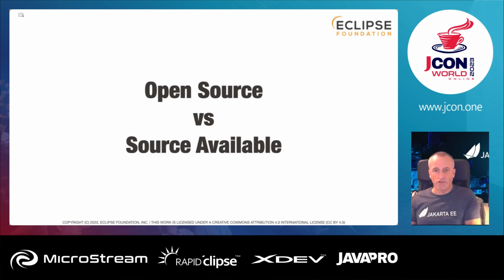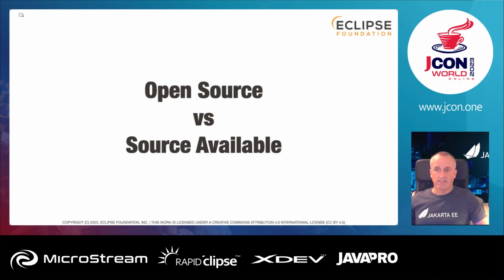Open source is about software that can be freely accessed, freely used, freely changed, and freely shared in modified or unmodified form by anyone. So that's the difference between open source and source available. It's important to remember, just because you can see the source doesn't mean that it's necessarily open source.